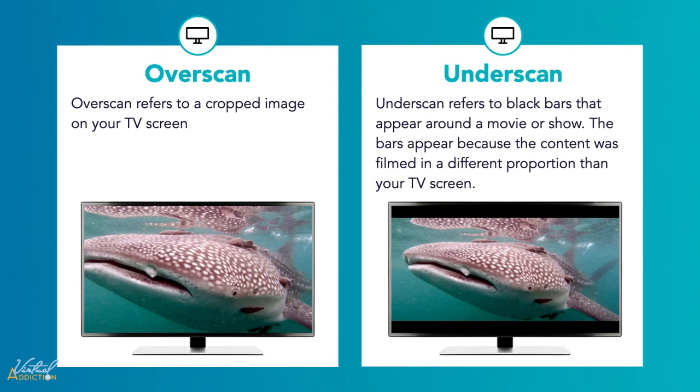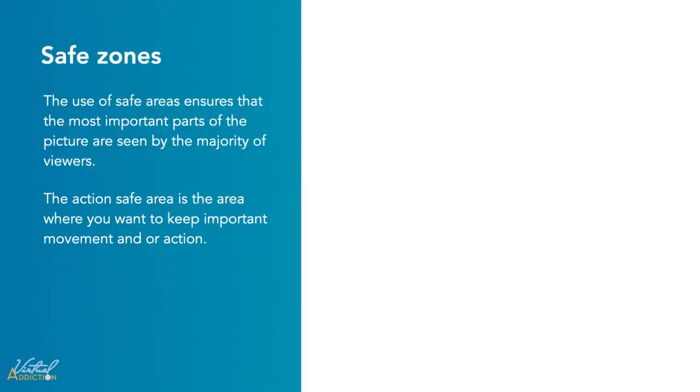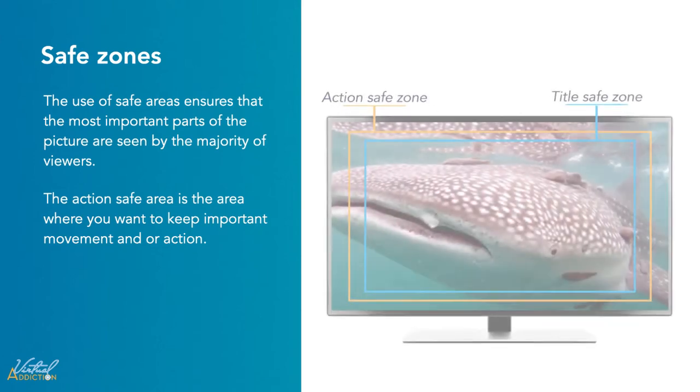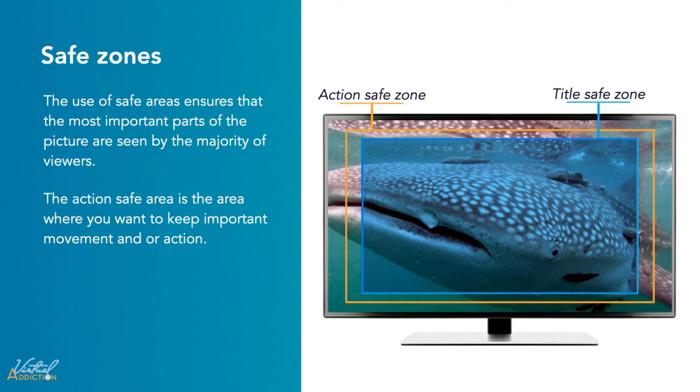As a result, we leave the outermost 15% free of titles or text because it can be lost due to the overscanning issues and conversions between computers, TVs, and video format translations. The use of safe areas in TV production ensures that the most important parts of the picture are seen by the majority of viewers. We have something called the title safe area or the action safe area.